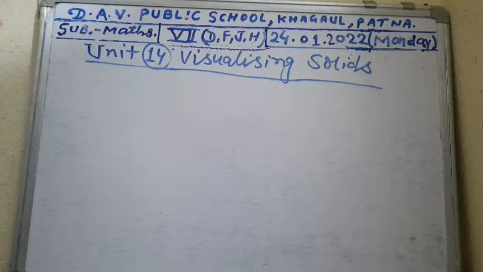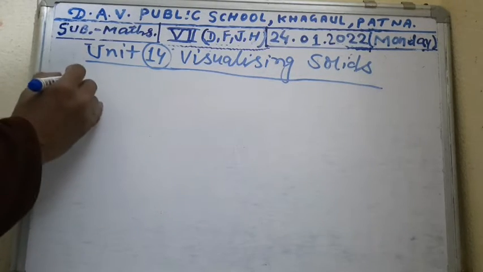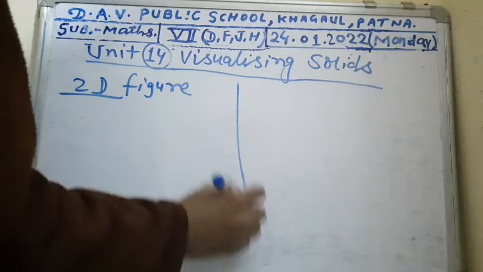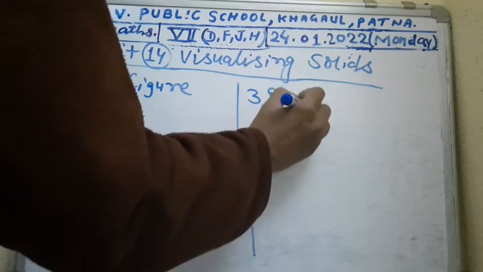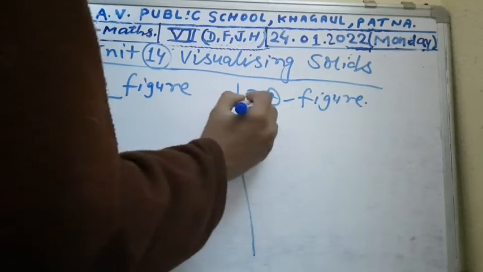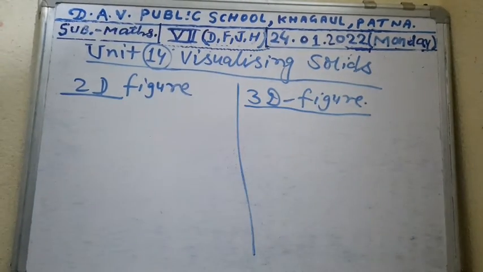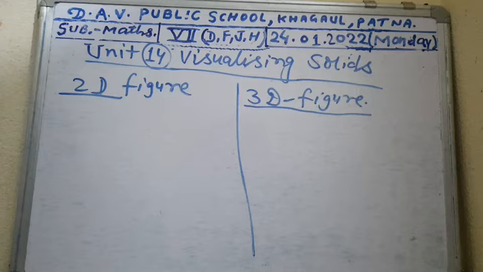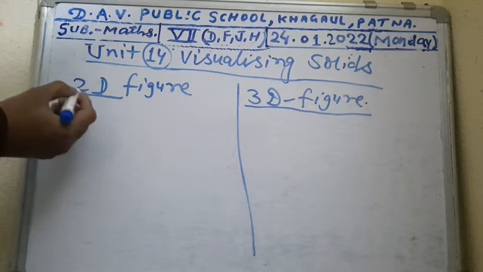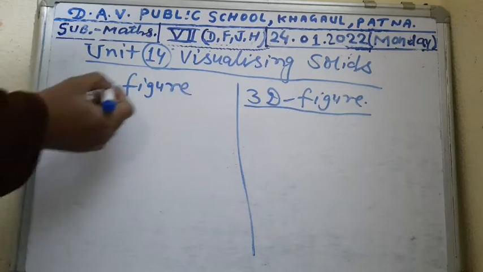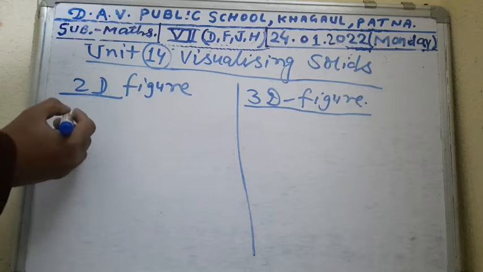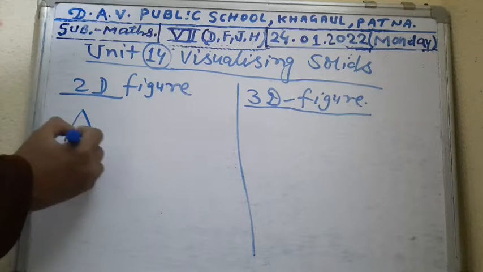In the previous class, we discussed 2D objects, 2D figures, and 3D figures. 2D means two-dimensional, and 3D means three-dimensional. First, I want to revise what we mean by the term two-dimensional figure: the figure which can be drawn on a plane or surface.